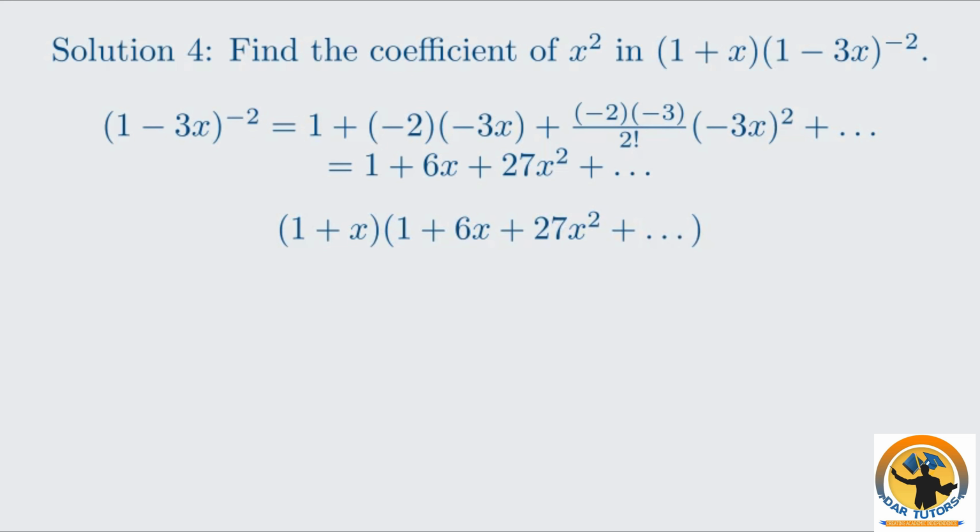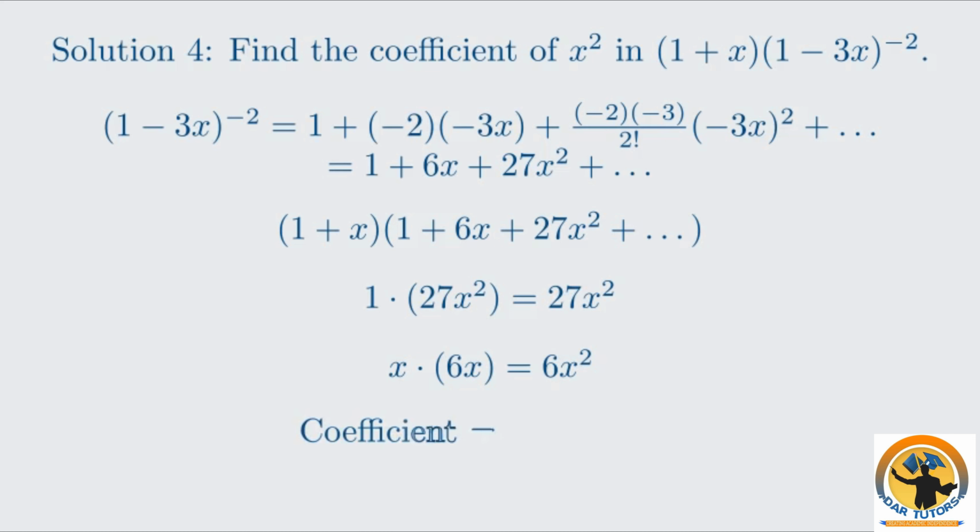We look for terms that give x squared. First, 1 times 27x squared. This gives 27x squared. Second, x times 6x. This gives 6x squared. Adding the coefficients, 27 plus 6 equals 33. The coefficient of x squared is 33.